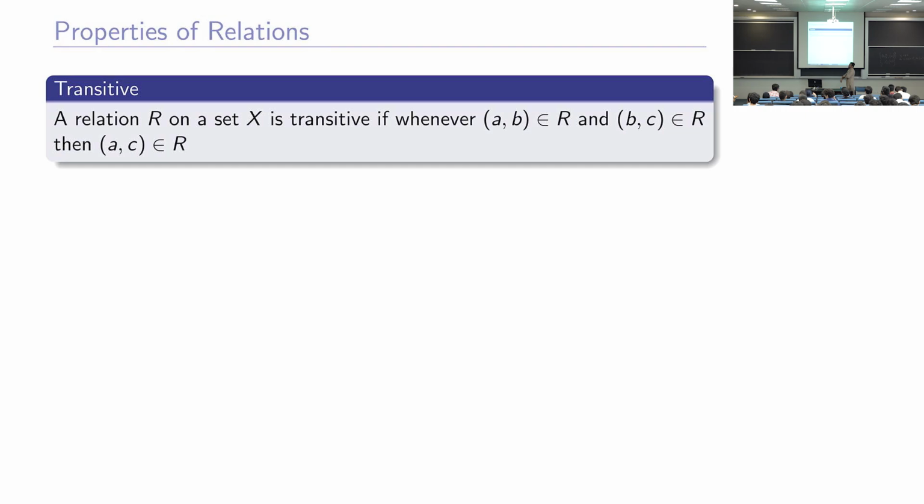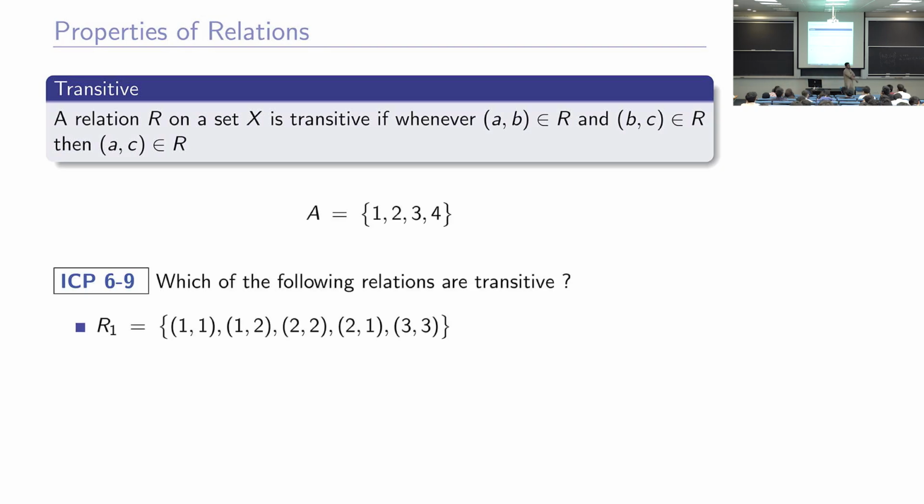Okay. So the next property is transitive. A relation is called transitive whenever A is related to B and B is related to C, then A is also related to C. If AB is in R and BC is in R, then AC is also in R. So the same ground set, the domain 1, 2, 3, 4, and R1 is this relation.